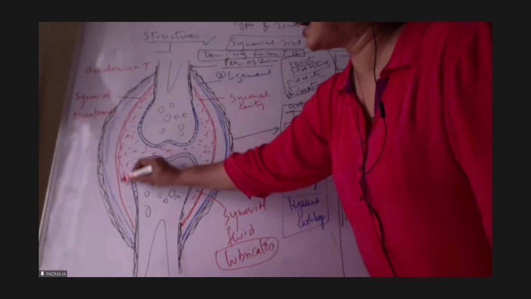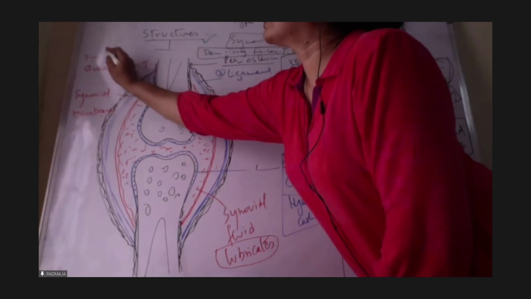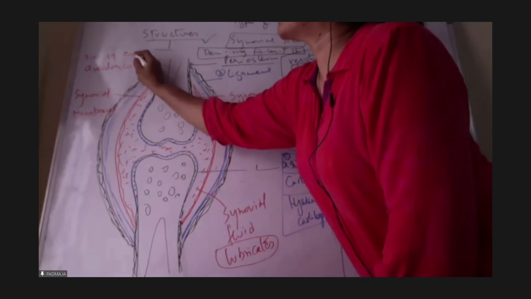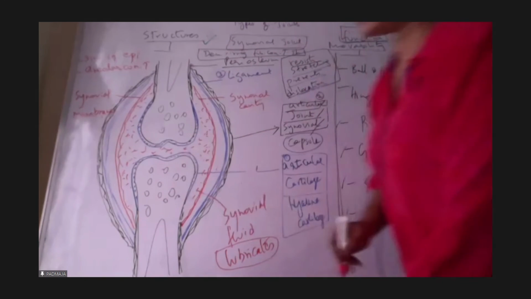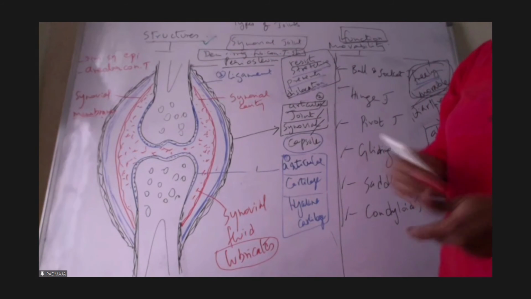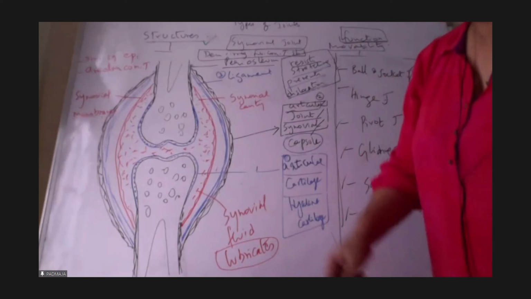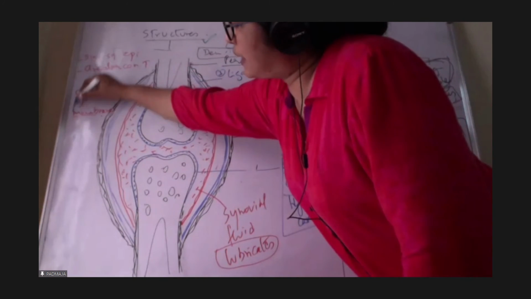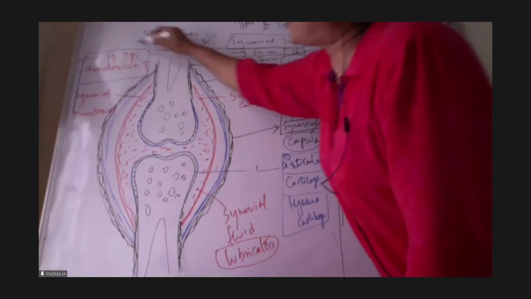And areolar connective tissue, simple squamous epithelium lining the areolar connective tissue. What is this membrane made up of? This membrane consists of these structures.